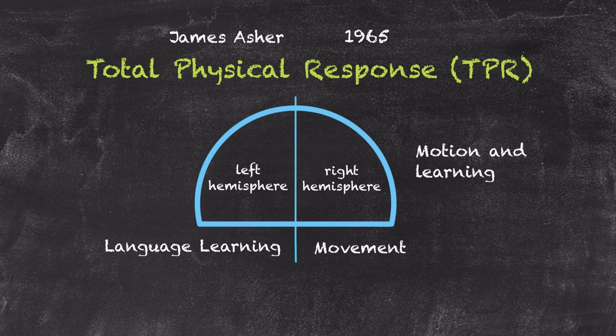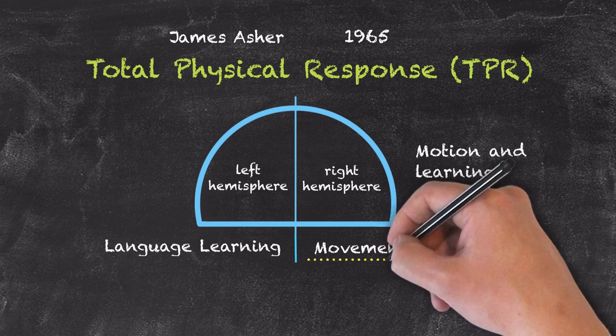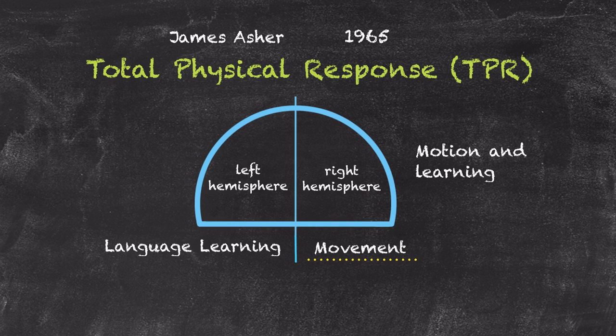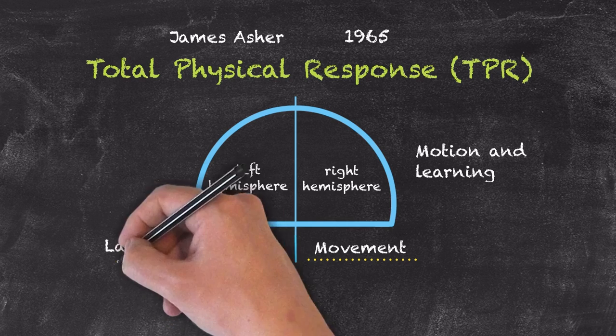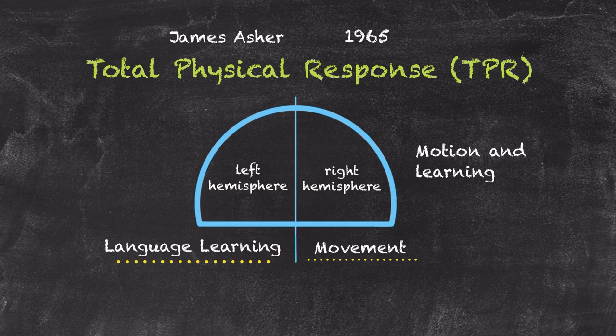If we, for example, are learning the vocabulary of the parts of the body, then we wouldn't just listen and repeat those particular words, but we'd actually use movement. So if we were learning the word for our arm, we would move our arm whilst we were saying that word. If we were learning the word hand, we would use our hand whilst we were learning that word. And by bringing those two things together, it was shown that it would actually enhance the learning process.